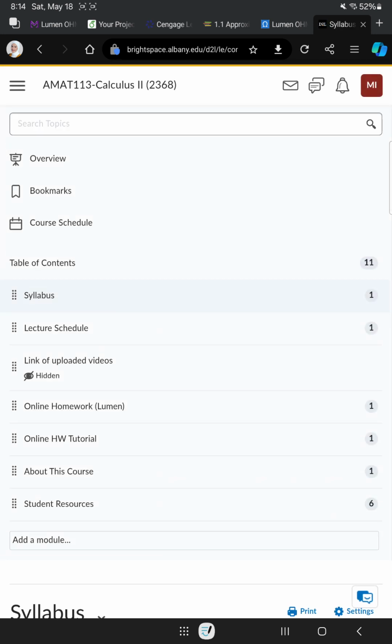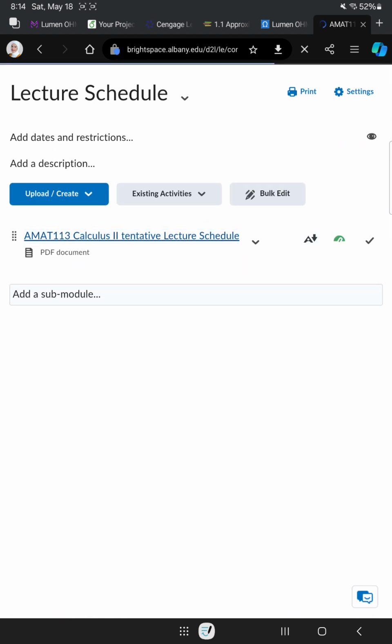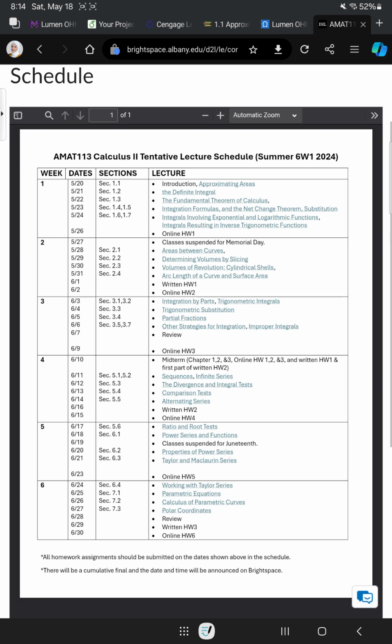Okay, so now let's talk about the lecture schedule. I wanted the class to be structured so that each week will be the same. So we're going to have 5 videos each week covering certain sections, as stated here in the lecture schedule. We're going to have the online homework due every Sunday, and the written assignments due every other week. All of the dates are posted on the lecture schedule. Read them through. If you have any concerns, let me know.